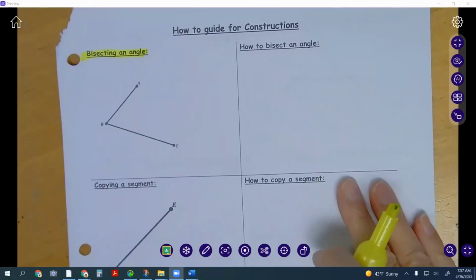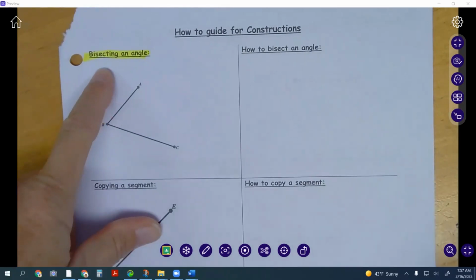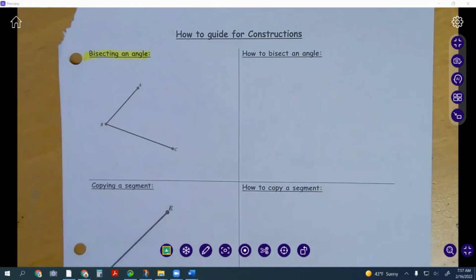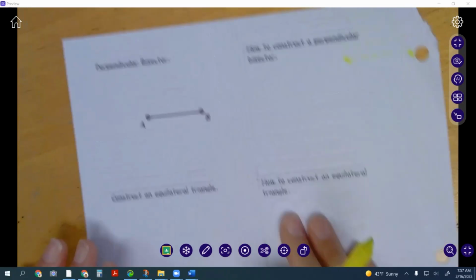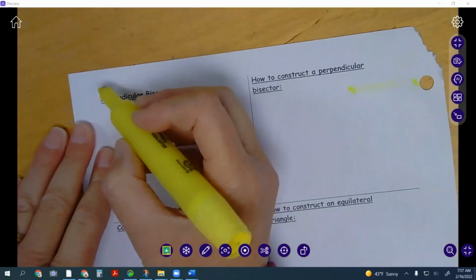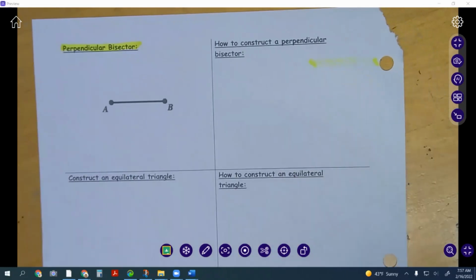So again, I'm going to run through all of these. I'm going to do them in order of ones you need to know for the quiz for Thursday and then everything else. So this one here, you need to know for the quiz. Okay, this one here. Turning to the next page, backside, perpendicular bisector. Those two are kind of ones that you see a lot. Those are ones that you are going to need to know how to do.